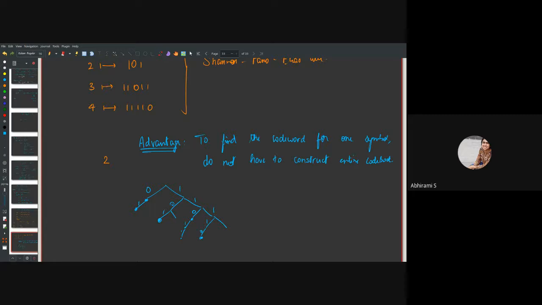Sir, we are saying we need not construct the entire code book to find the code word of one symbol, but when we are encoding, we are transmitting, and then we are decoding. So we need the code word for all the symbols now, sir. I'm not understanding what we gain by getting the code word of only one symbol?